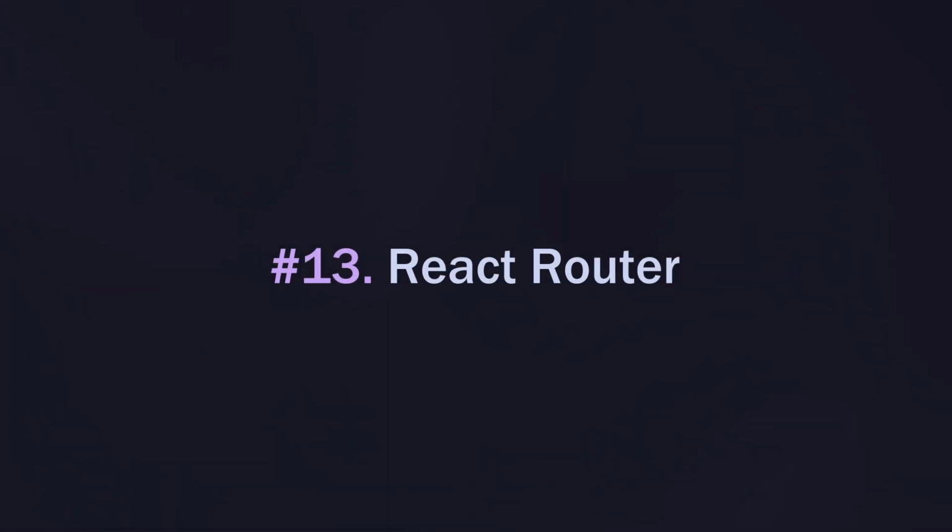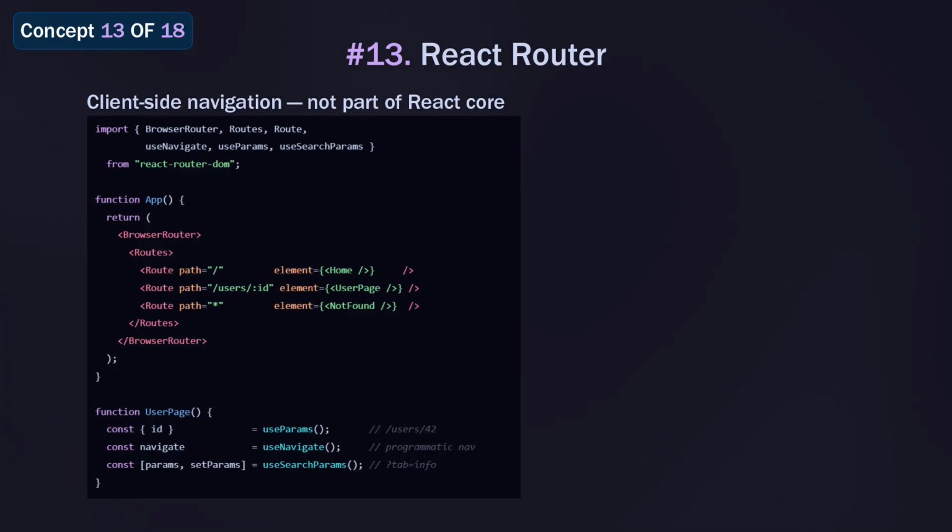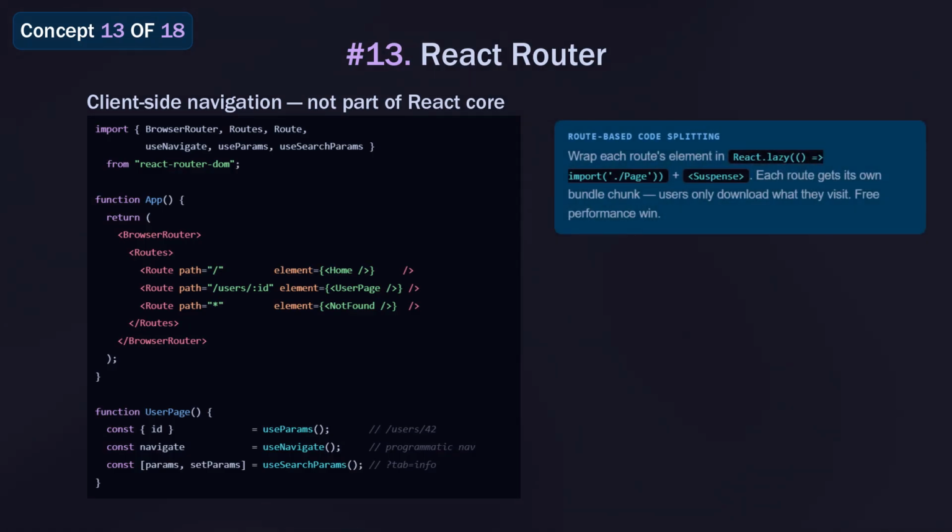React Router. React itself has no routing. React Router is the standard library for adding client-side navigation to React applications. The core concepts: you define routes by mapping URL paths to components. The router wraps your application and keeps the URL in sync with the rendered component tree.